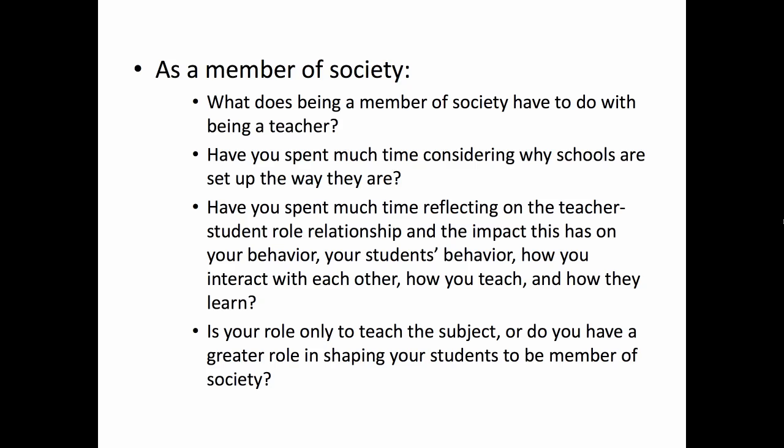Now, as a member of society, and this may not seem so important to you, but I think it is. So take some time to consider it. What does being a member of society have to do with being a teacher? Have you spent much time considering why schools are set up the way they are? There are some very interesting studies on why schools are arranged the way they are, why we have these days, classrooms, students sitting in rows, the schedule set up the way it is, the exam periods, etc.